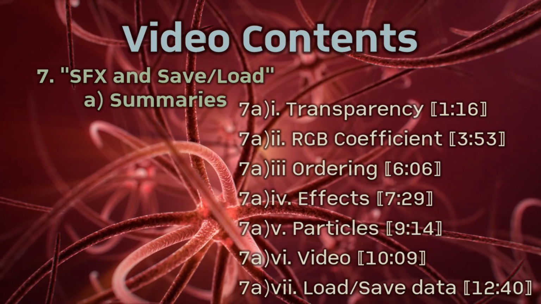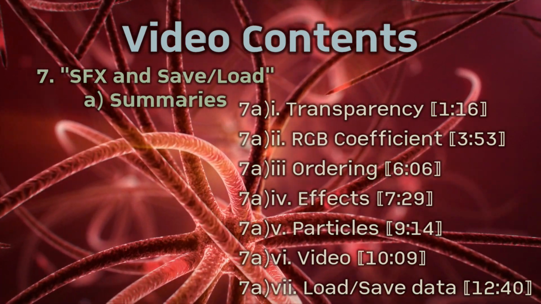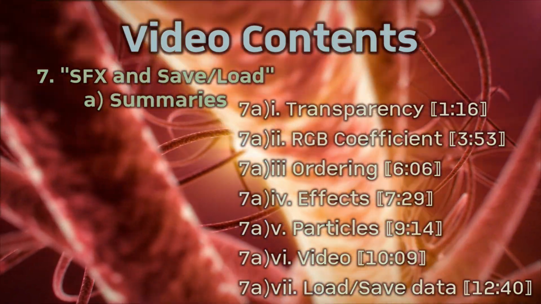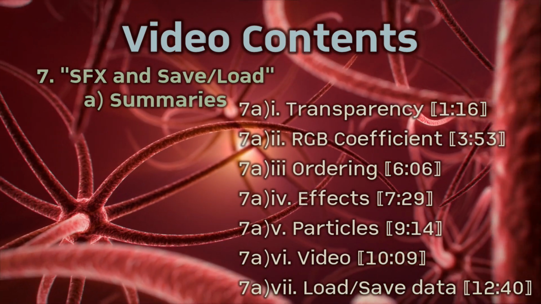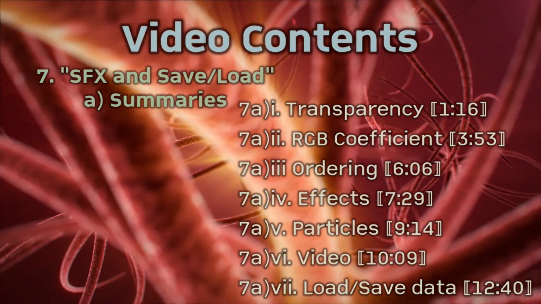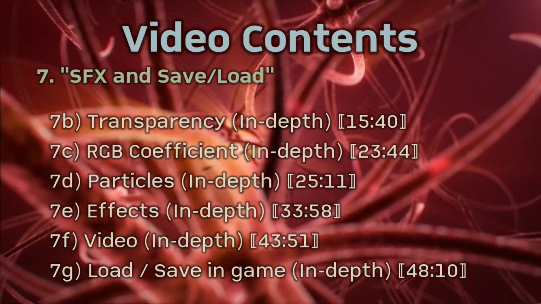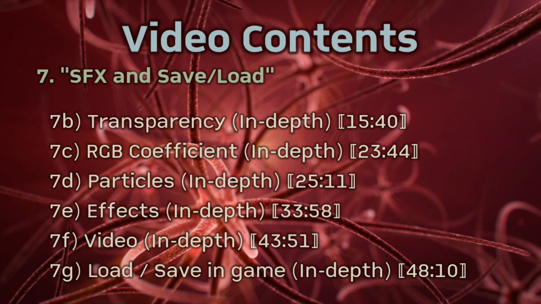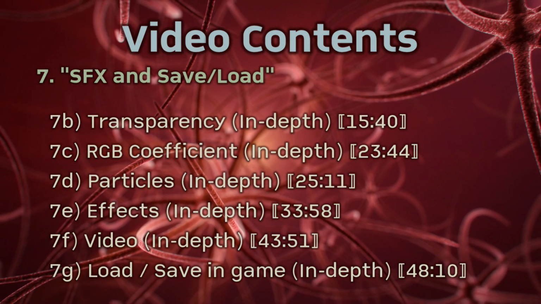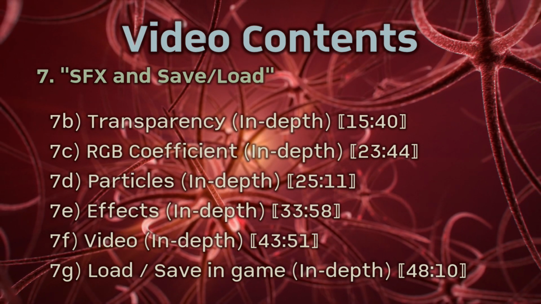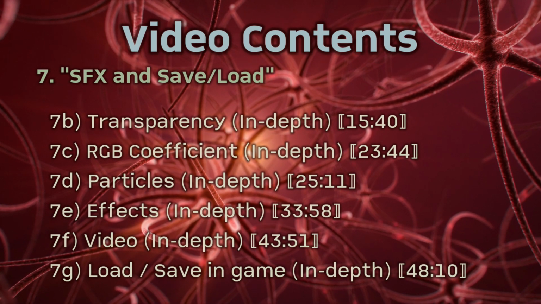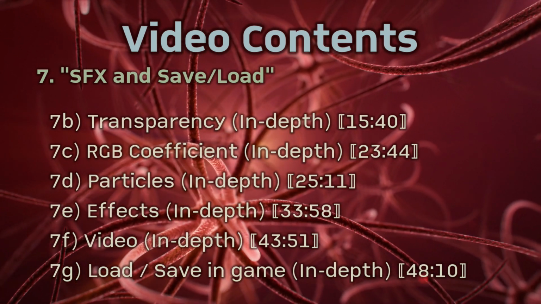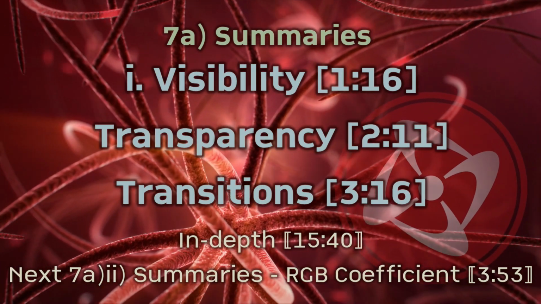Transparency, how see-through things are, RGB coefficient, when you tint things, ordering, positioning on screen, effects and particles like dust and dirt, video, saving and loading data, and then as we go more in depth with it, we look at alpha blending with the transparencies, palettes for the RGB coefficients, how to make explosions that don't take up too much memory, effects with layers and parallaxing and screen shake, video and how to get your codecs to work, loading and saving with INI files and with your own custom list.